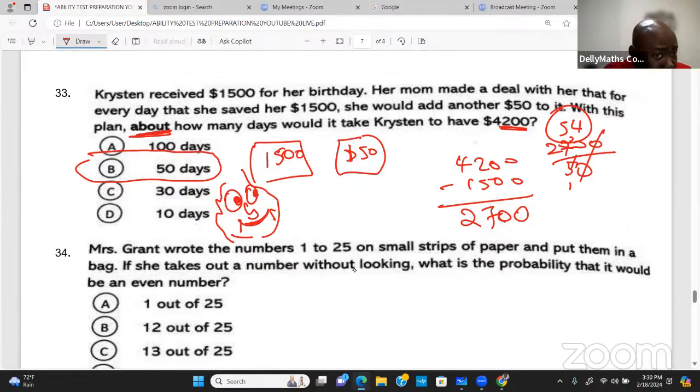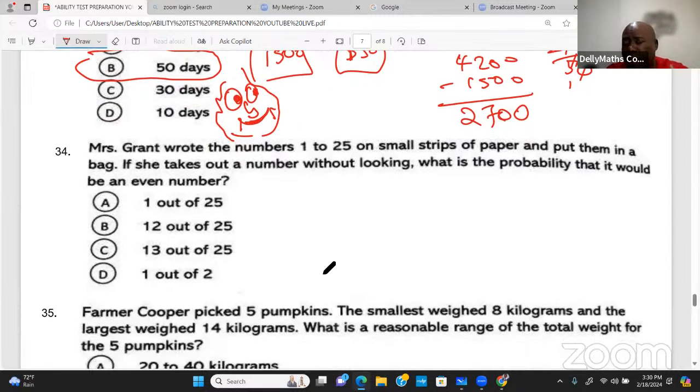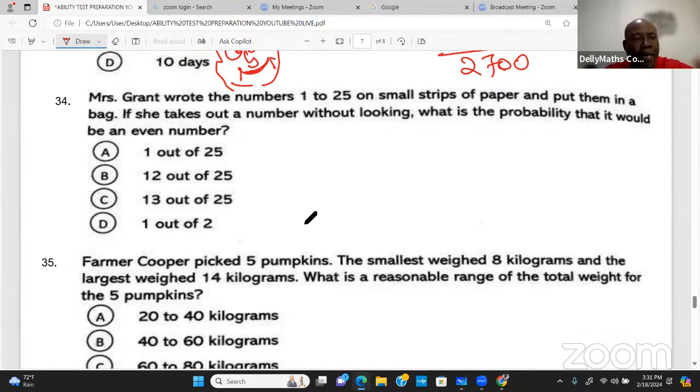And there are keywords I noticed they use. From now on, I want you to pick up these keywords: about. A lot of times they use about. That means you're not necessarily looking for that exact answer. You're looking for something very close to it. So be careful when you look for those. Don't get frustrated. You might not see the exact answer, but they didn't use a word that forces you to get the exact one sometimes. So pay attention to details. All right, question 34. Question 34 says, Mrs. Grant wrote the numbers 1 to 25 on a small strip of paper and put them in a bag.